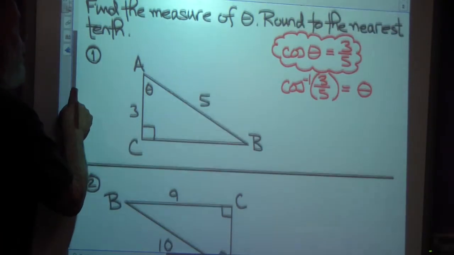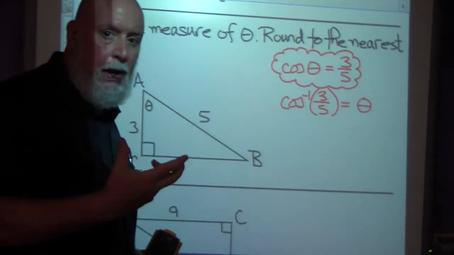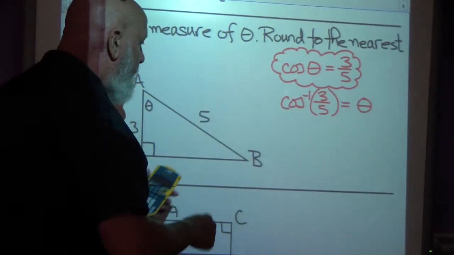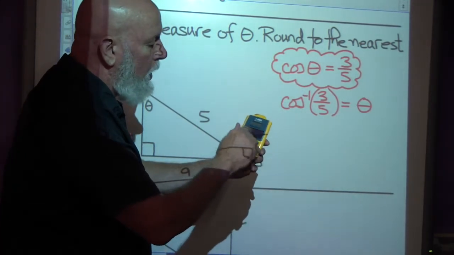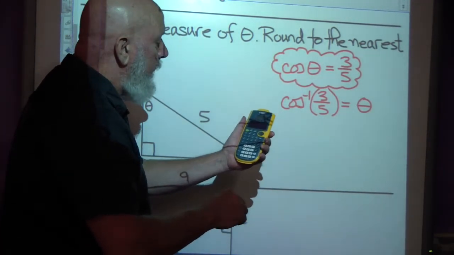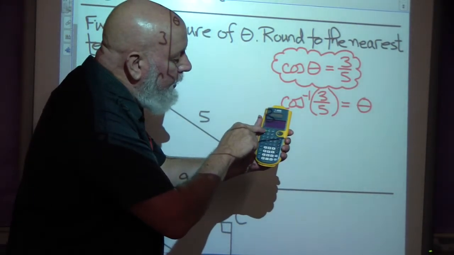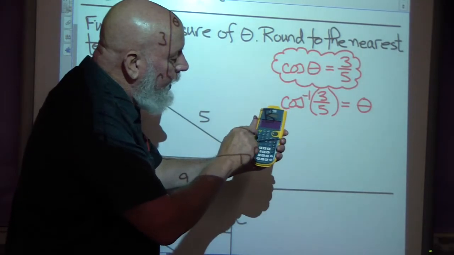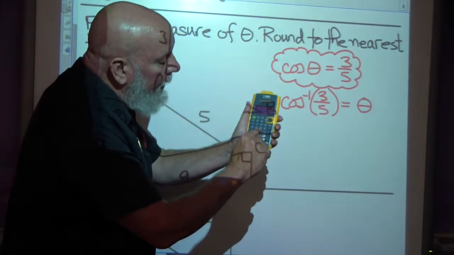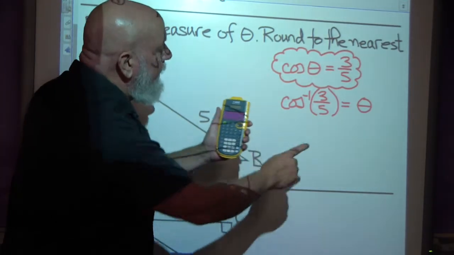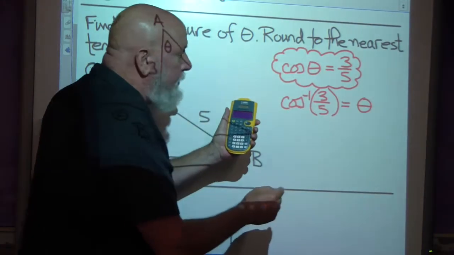And if you look up here in my instructions, it says round to the nearest tenth. That's the first decimal place. So what I'm going to do is I'm going to turn my calculator on and hit clear, because there's probably some garbage in there. And then I'm going to hit the second function, that little green button, hit second. And then I'm going to hit the cosine button, which is right there. And if you look up above it, it has this symbol right here, the inverse cosine. It looks like cosine with a little -1 floating up above it.